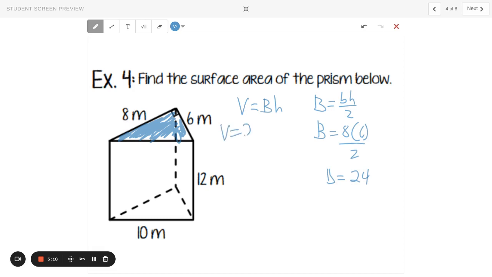So then your big B is 24, and the height of the prism is 12, because the 12 is what extends it downward to create the depth. So then you're going to do 24 times 12, which is 288 meters cubed.